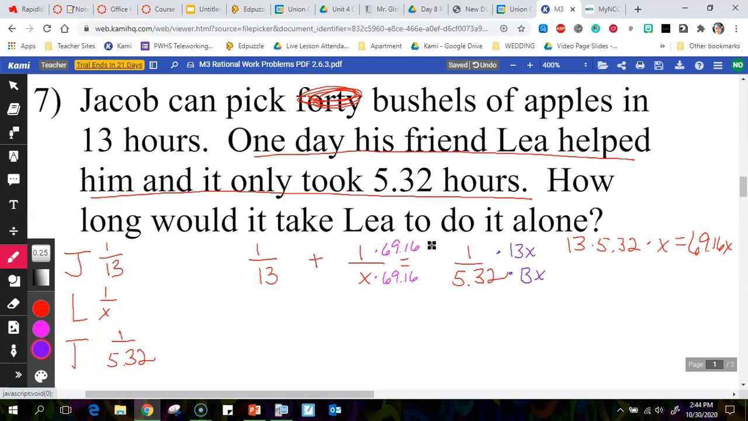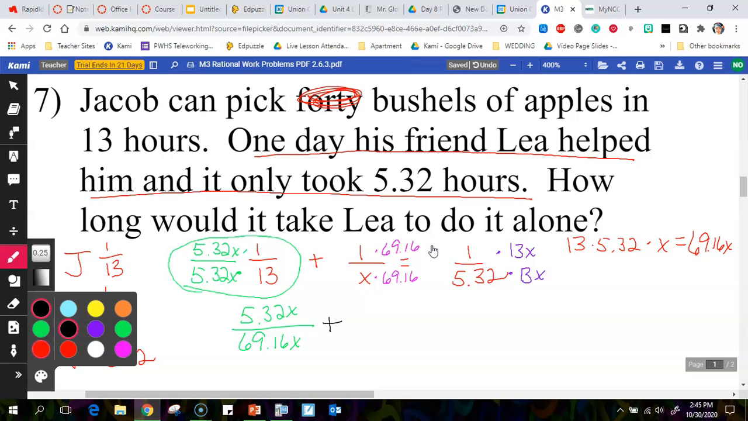Times 13x right there. What do I do to 13? I multiply it times 5.32x. Okay, so this right here is 5.32x over, and I'm just going to kind of go back to where we were at the beginning, over 69.16x.